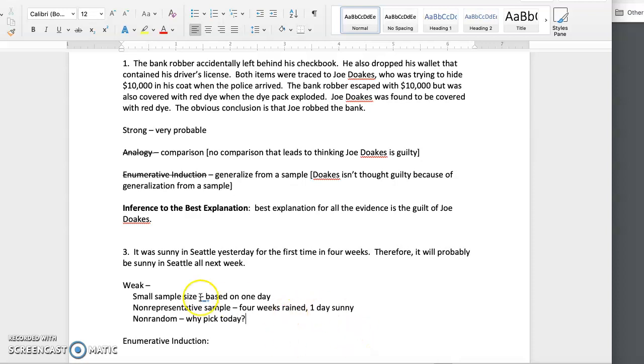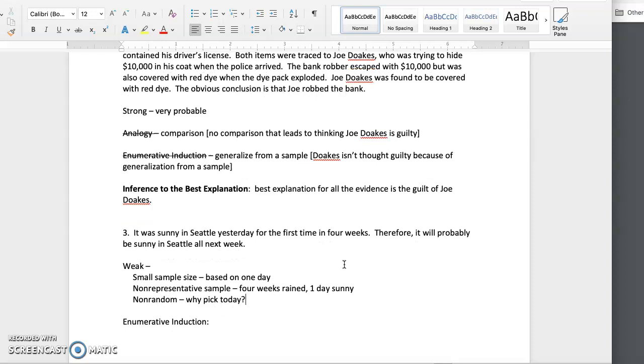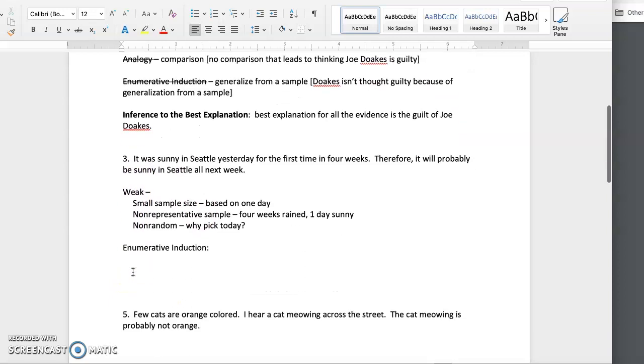So for all these reasons, it's weak, right? It's only 1 day, so it's a very small sample size. It's not representative of Seattle weather in general, at least if we look at the last 4 weeks. And you just picked it. Why? Because it was today, or because it was sunny and you like it to be sunny, or what? So for all those reasons, it's a very weak argument.